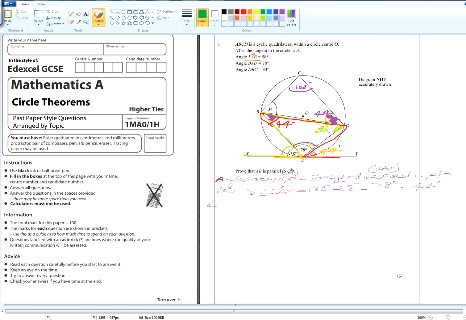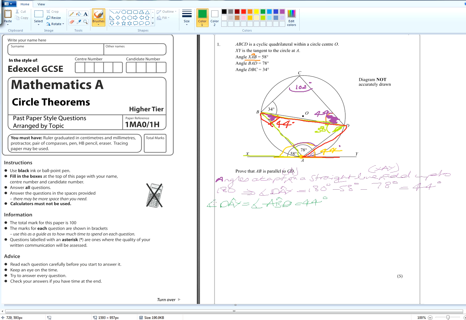Next, angle DAB, which you just worked out, angle DAB, is equal to angle ABD. You see that? That one there. Angle ABD, which is equal to 44 degrees. So they're both equal to 44 degrees. Why are they both equal to 44 degrees? Because, what do we say?